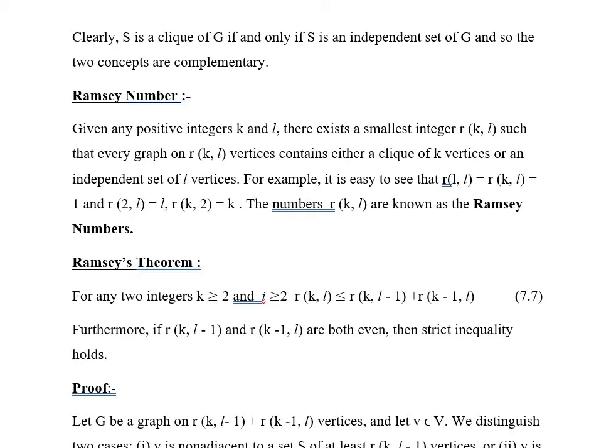Now we can see what a Ramsey number is. Given any positive integers k and l, there exists a smallest integer denoted by R(k,l), such that every graph on R(k,l) vertices contains either a clique of k vertices or an independent set of l vertices. For example, it is easy to see that R(1,l) equals R(k,1) equals 1, and R(2,l) equals l, R(k,2) equals k. The numbers R(k,l) are known as the Ramsey numbers.